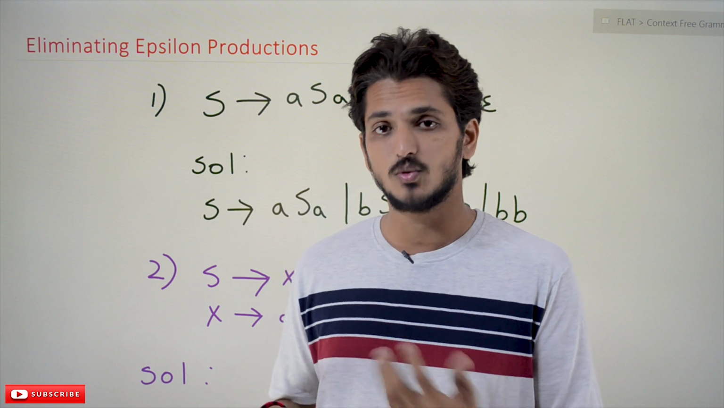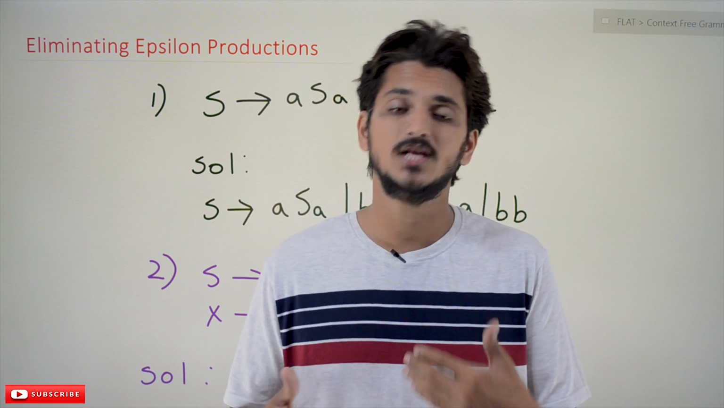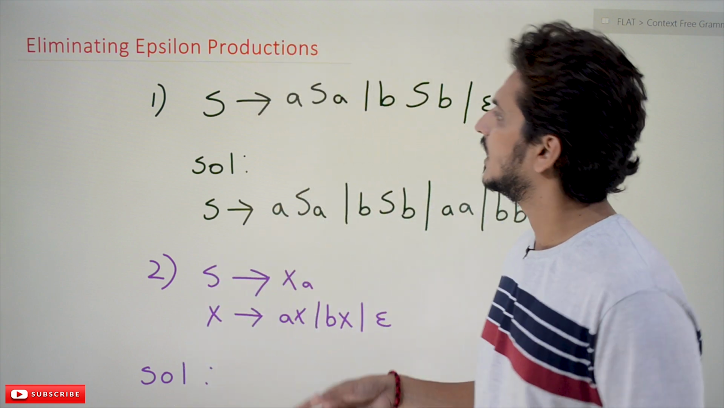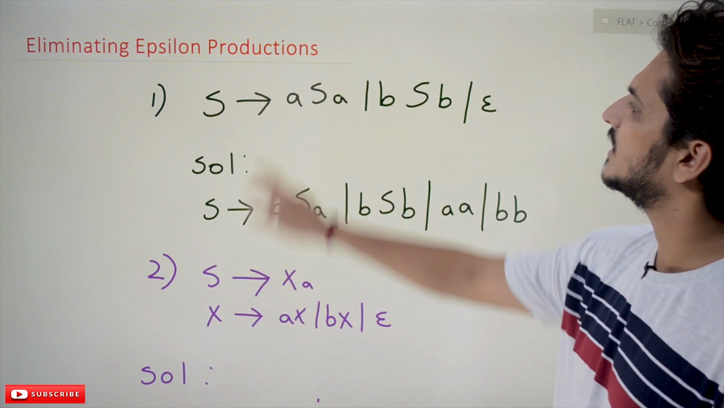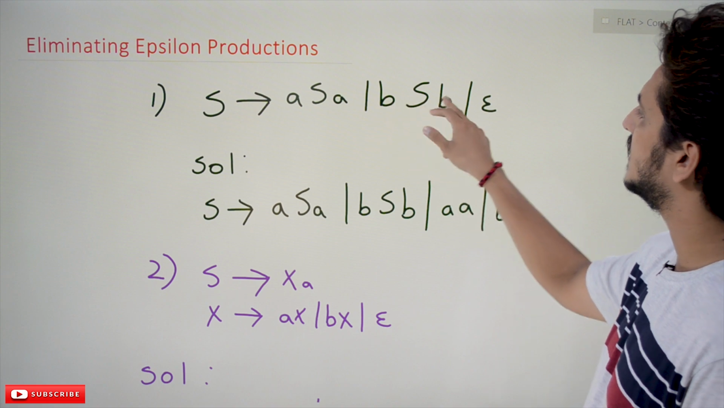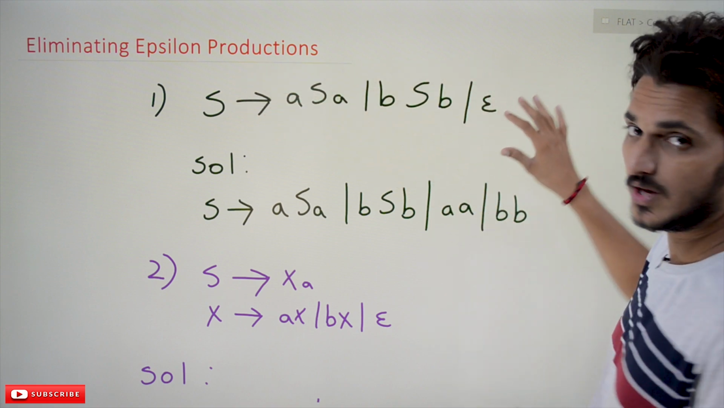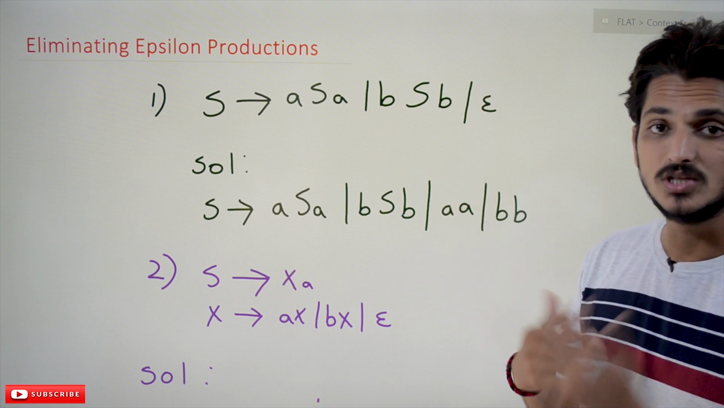Here we have chosen many examples. All the possibilities of the examples are chosen here, so please watch all the examples. Coming to the first example, S tends to ASA or BSB or epsilon. This is the given grammar. We have to eliminate epsilon from this grammar.